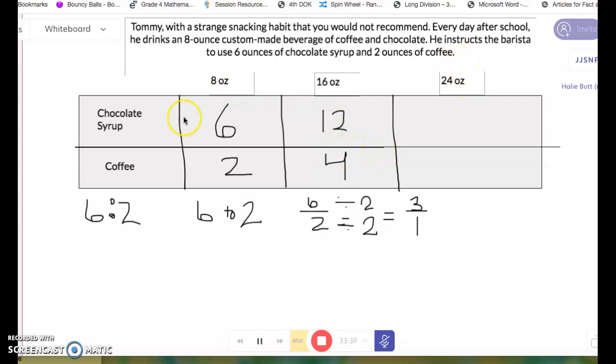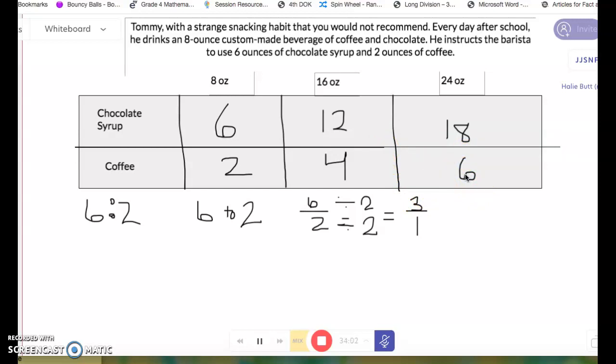Now we're tripling. So 6 times 3 would be 18. And 2 times 3 would be 6. So if he wanted a 24-ounce cup with his special drink, he would have 18 ounces of chocolate syrup and 6 ounces of coffee, which sounds pretty gross to me.